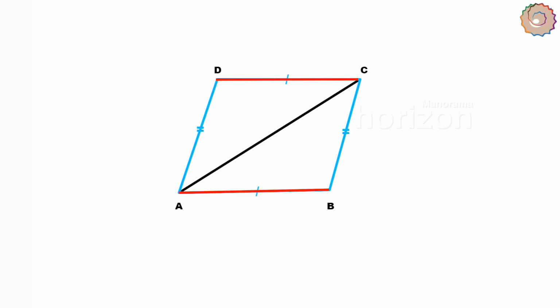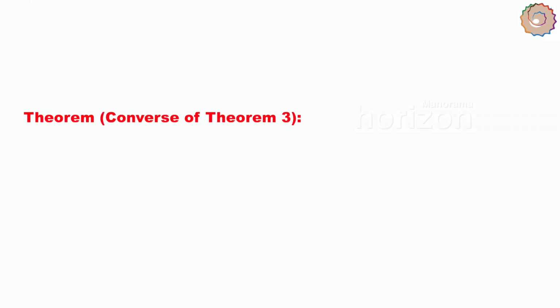Now for lines AB and CD with transversal AC, angle BAC is equal to angle DCA. They are alternate angles. Lines are parallel, so AB is parallel to CD. Now for lines AD and BC with transversal AC, angle BCA is equal to angle DAC. They are alternate angles. So the lines are parallel and AD is parallel to BC. Thus in ABCD, both pairs of opposite sides are parallel. Therefore, ABCD is a parallelogram. Hence, proved.